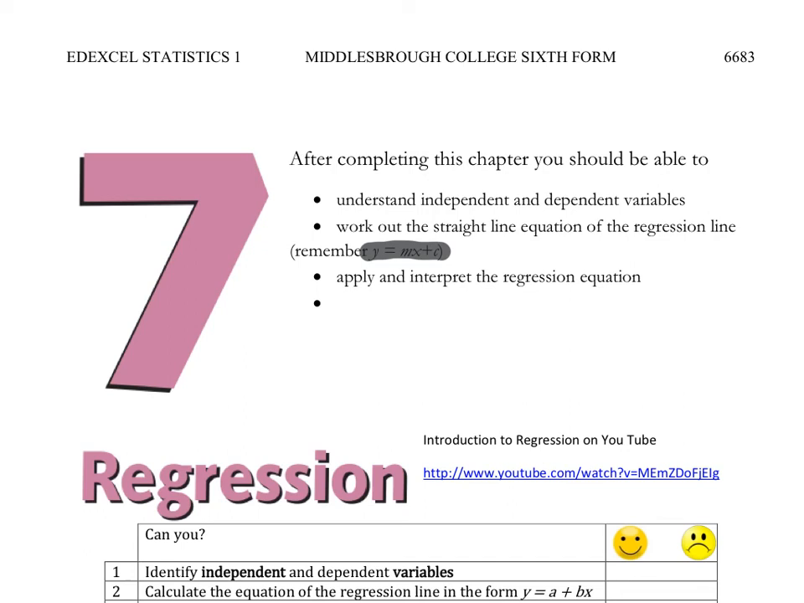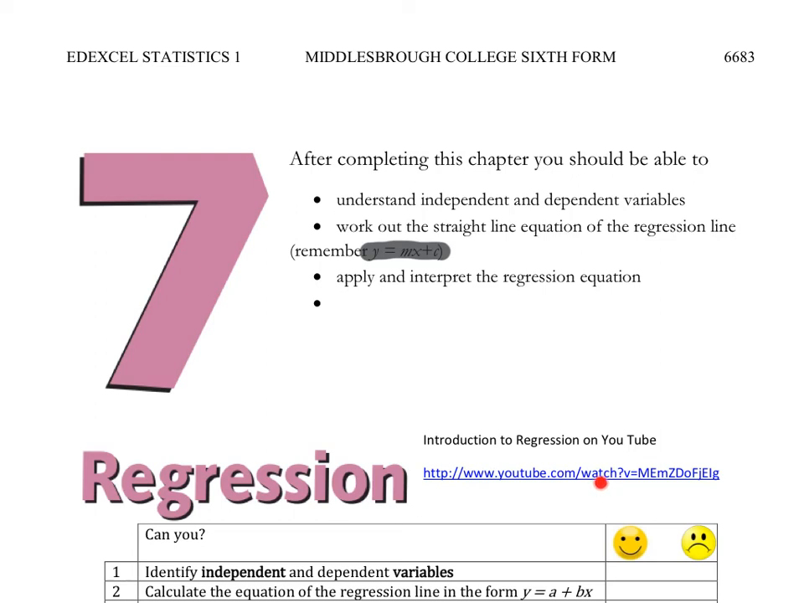So we have to interpret that straight line, the line of best fit basically. Now you might want to also go to this YouTube video to get a quick idea of what regression is all about. So there's the link there if you want to cut and paste that, make a note of it and go to that for a fuller explanation of regression.